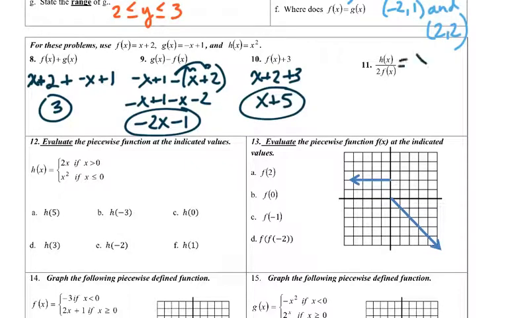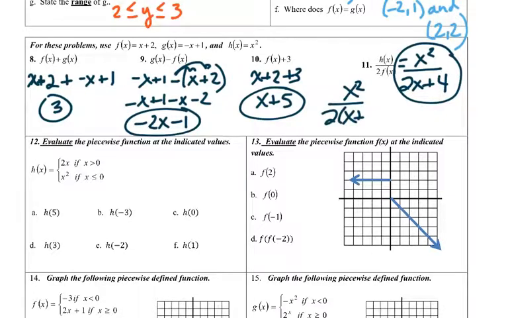H of x is x squared over 2 f of x. I'm going to distribute that. So 2x plus 4, and I'm done. If you wanted to leave it 2 times x plus 2, that's fine too.